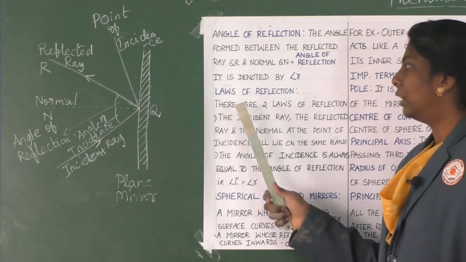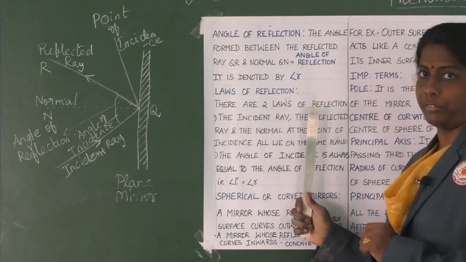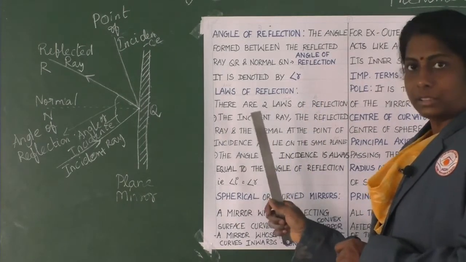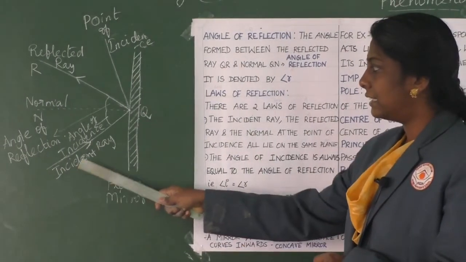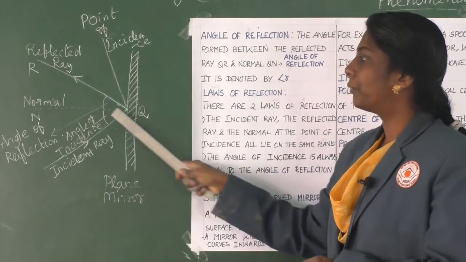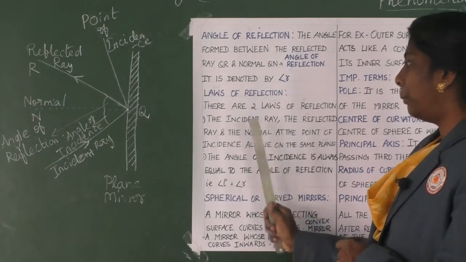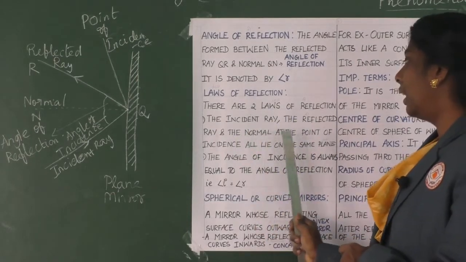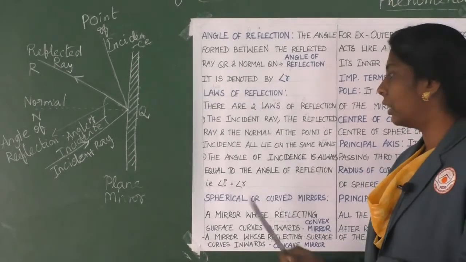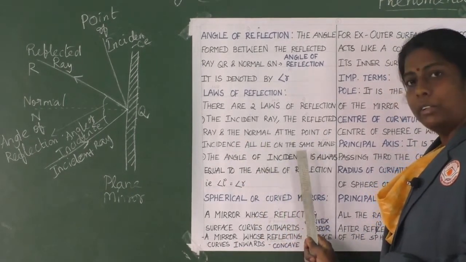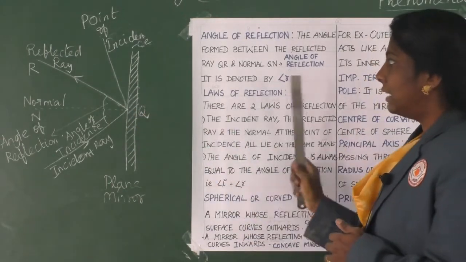There are two laws of reflection. What are they? The first law is about the incident ray, the reflected ray and the normal, all three. The incident ray, the reflected ray and the normal at the point of incidence, the touching point, all lie on the same plane, the flat surface. That is the first law.